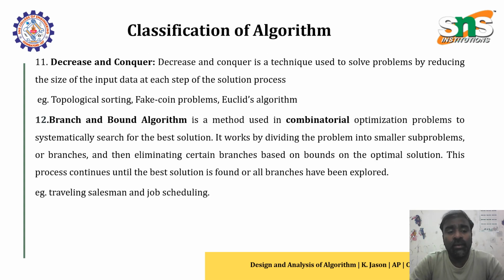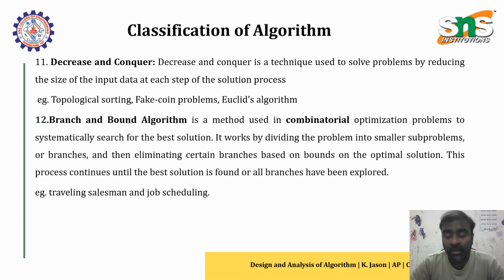Next, decrease and conquer. What is called decrease and conquer? Decrease and conquer is a technique used to solve problems by reducing the size of the input data at each step of the solution process. Consider topological sort. What's the topological sort? There are in edges as well as out edges, out degree as well as in degree. Based on the out degree, we have to reduce the inputs and find the solution.